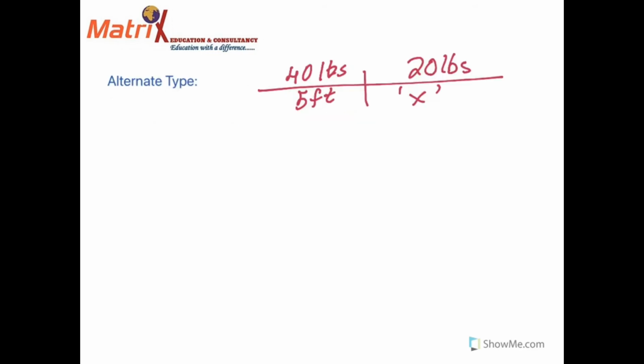Now, this is another alternate type I have written. It can be a different kind of question or a variation of a question. So let's see what we do. Again, the method is the same. 40 times 5 has to be equal to 20 times x. Now, this is a simple linear equation concept. Those who do not know, they can watch my video. It's already there, and maybe I can share the link in the description box so you can learn simplification of linear equations also.